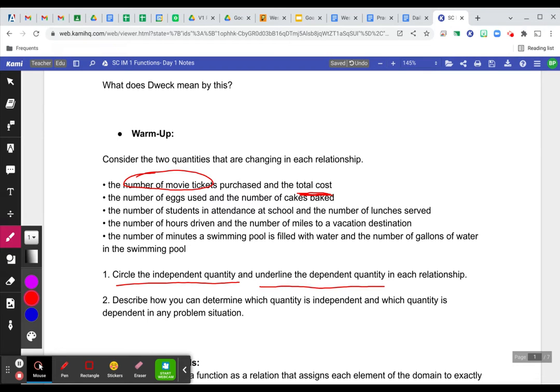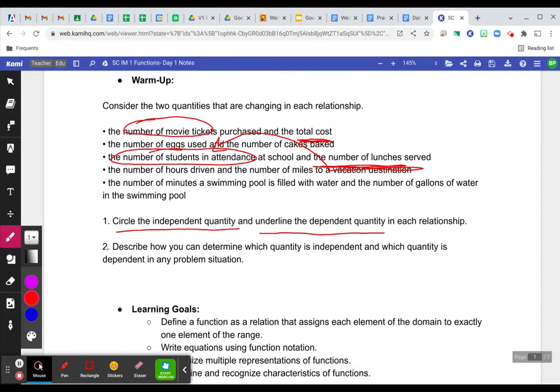We're talking about the number of students in attendance at school and the number of lunches served. So the number of lunches served is going to depend on the number of students that are at West Park High School, right? So when we're talking about two different variables, one will depend and be directly affected by a change of the other. Now, when that first one changes, so in this case, the number of students in attendance at West Park, the number of lunches served will increase as well. So we call the number of lunches served the dependent variable.